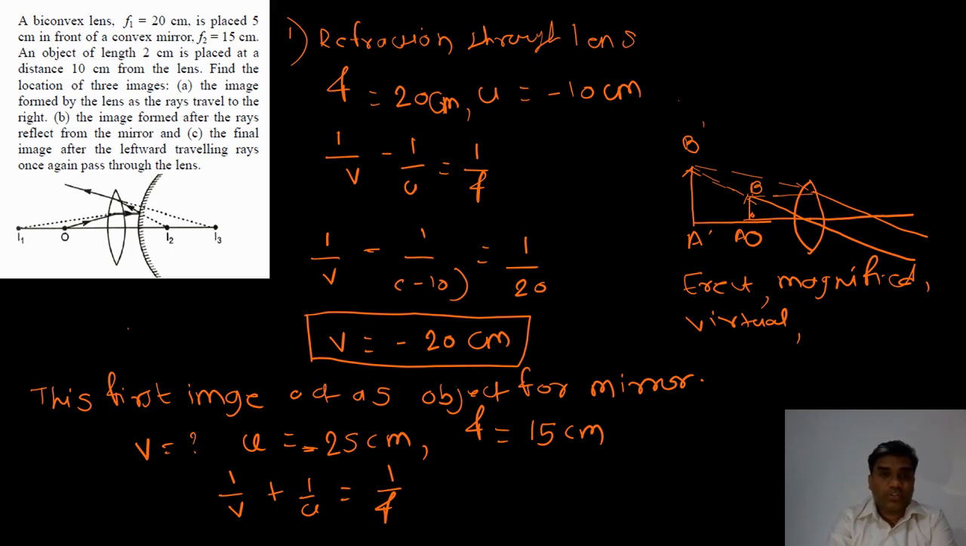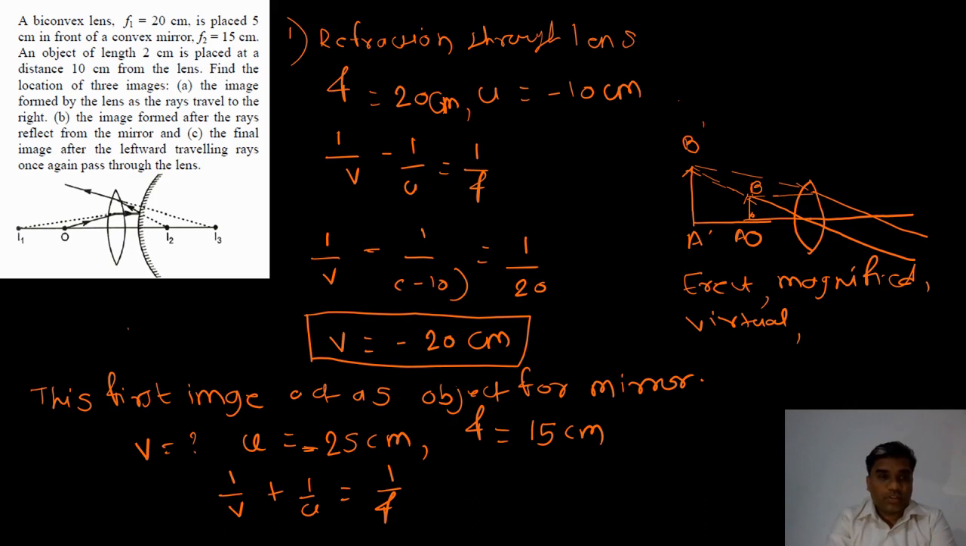Now use the lens equation, 1 upon v minus 1 upon u is equal to 1 upon f. This formula we have to use. Now simply put the values of the corresponding parameters. You will get v is equal to minus 20 centimeter. Here you can see the image is erect, magnified and virtual. This is the first image, which acts as the object for the mirror.